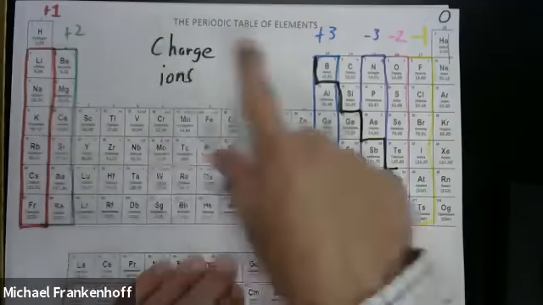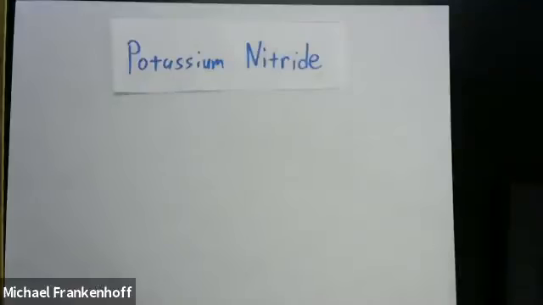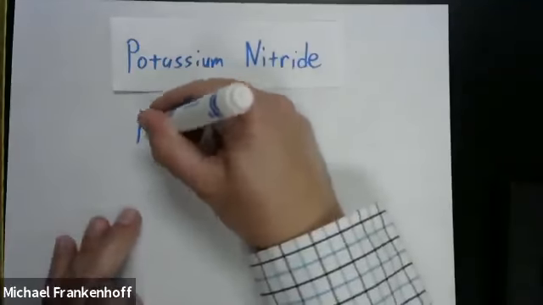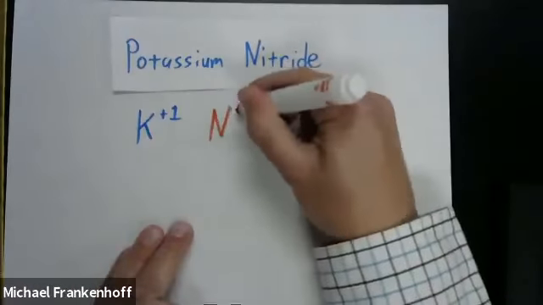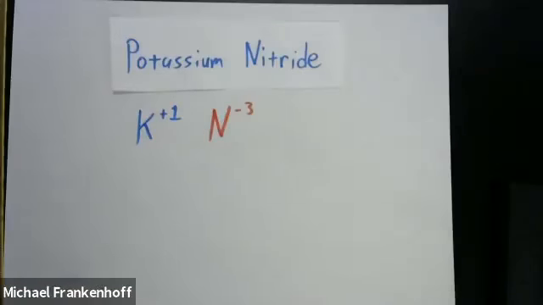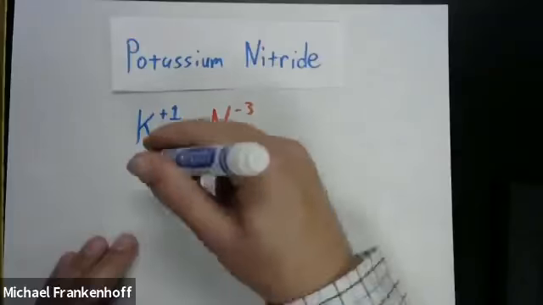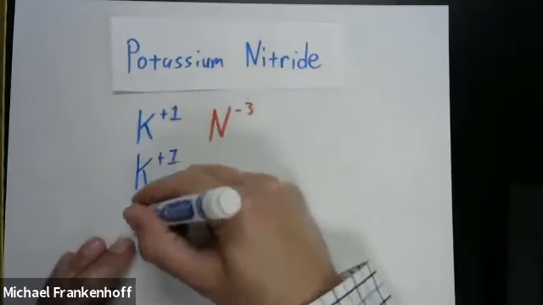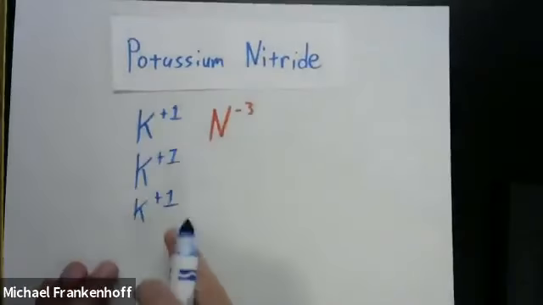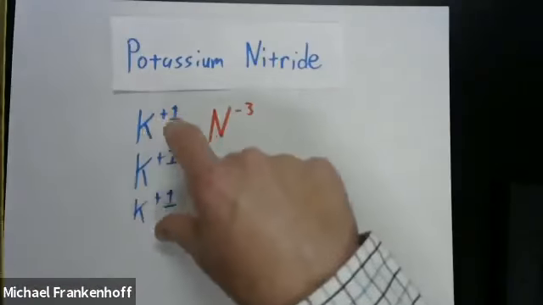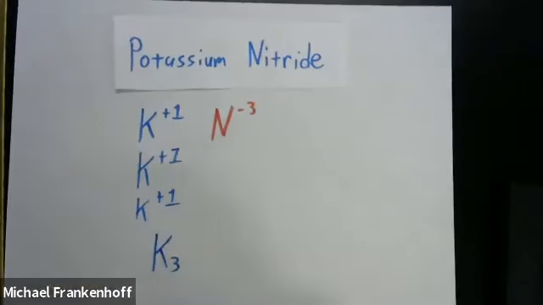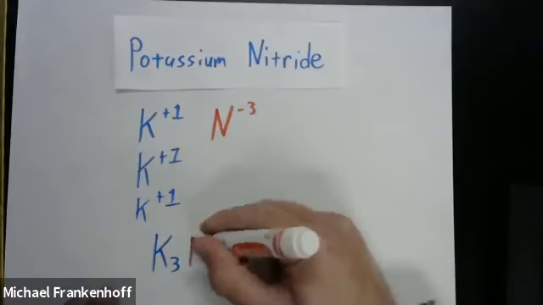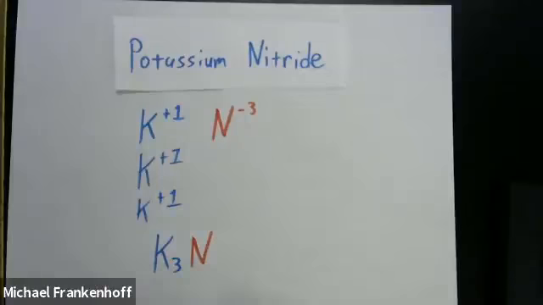So potassium is +1. Nitrogen is -3. So let me write down my charges here. Potassium is +1, and nitrogen here is -3. And just like before, we can see that there's an imbalance here. So we are going to need, in this case, 3 potassiums to balance out that 1 nitrogen. That will give us a total charge of +3 on this side and -3 on that side. So we write K3, and then N, and remember, don't write the 1. We write K3N, and that is potassium nitride.